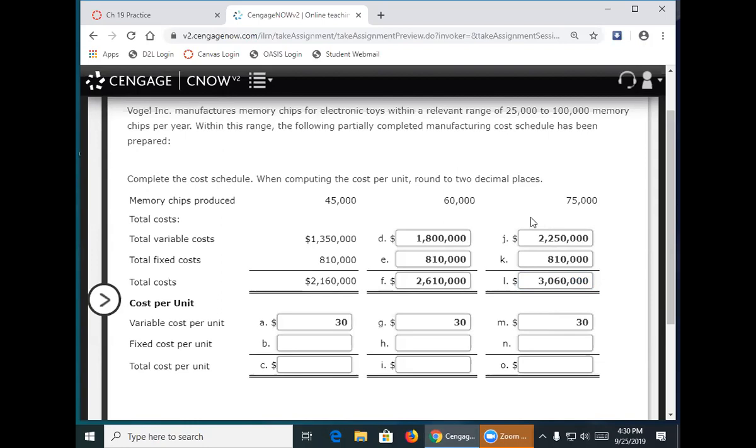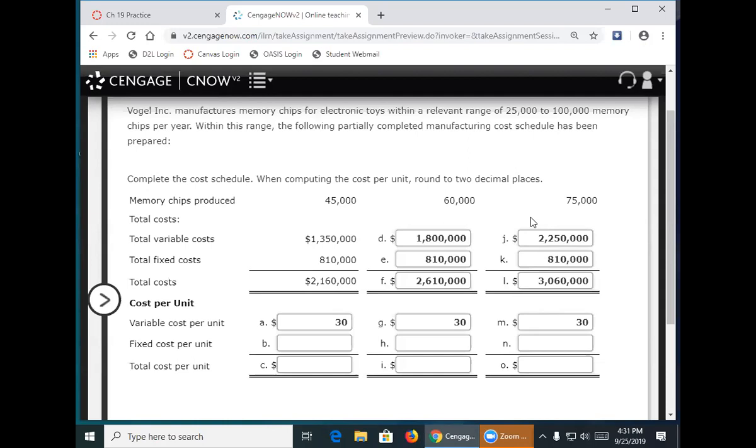Is our variable cost always going to be the same? Yes, your unit variable cost will always be the same, but your total variable cost will go up with production going up. And then fixed cost is kind of the reverse of that. Your total fixed cost remains the same, but we're going to see our fixed cost per unit change. It's going to go down with production.